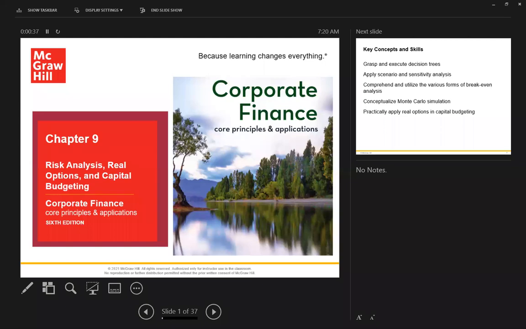Hi, everyone. We are going to take a look at Chapter 9, which is now expanding on the analysis we've been doing so far using net present value and equivalent annual costs. So some of these concepts we were looking at in Chapter 8 will be carrying forward with us now into Chapter 9. This chapter focuses on risk analysis, real options, and their roles in capital budgeting.